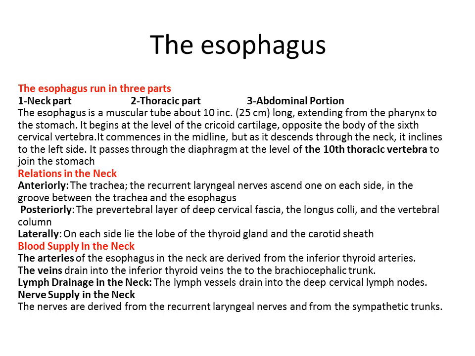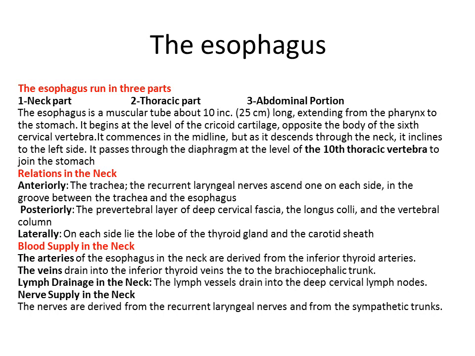The relations of the esophagus in the neck: anteriorly, the trachea and the recurrent laryngeal nerve, one on each side, in the groove between the trachea and esophagus. Posterior relation: the prevertebral layer of the deep cervical fascia, the muscle longus colli, and the vertebral column. Laterally on each side are the lobe of the thyroid gland and the carotid sheath.